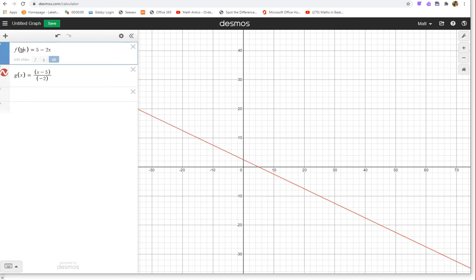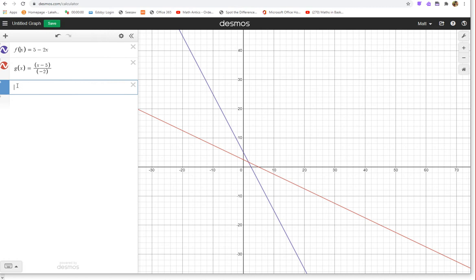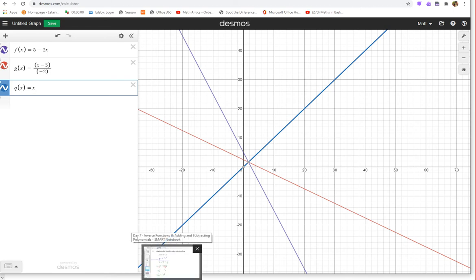Let's go. There we go. That's my mirror line, and I can see it makes a nice mirror where these things are mirror images of one another through that line. So it worked.